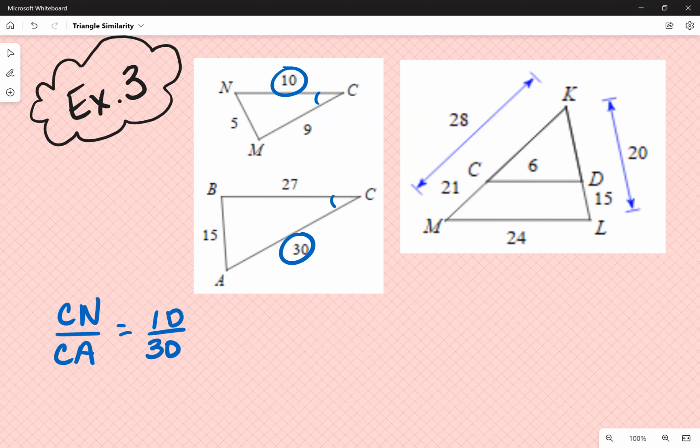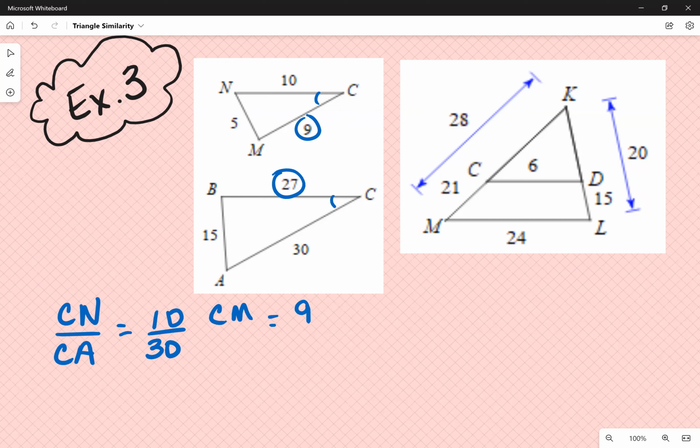So now I can go to the other side and I can go with my middle number if I wanted to, or the smaller. It's whatever you want to do. We're trying to do side, side, side, so we're going to do all three. It doesn't really matter. So if we did the middle number, that's going to be 9 and 27. Well, what is that? That's going to be CM.